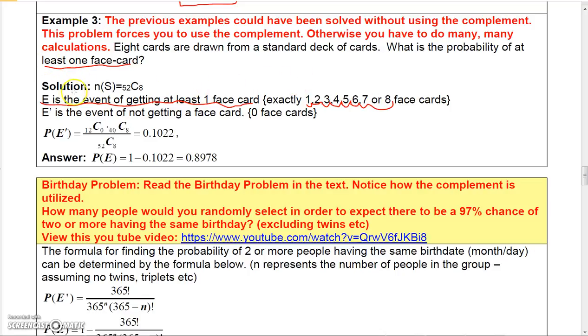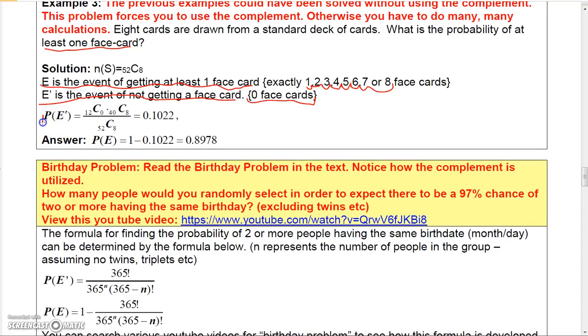But actually, if you think about the complement, E prime is the event of not getting a face card. So not getting a face card, well, that would be 0 face cards. Well, we can easily find the probability of getting 0 face cards.